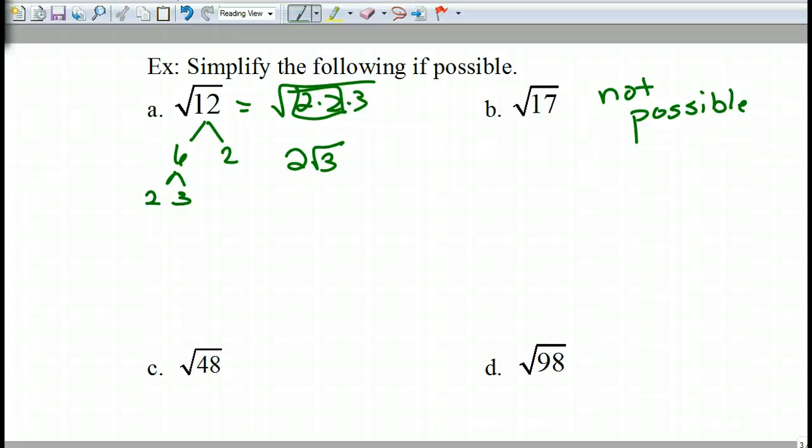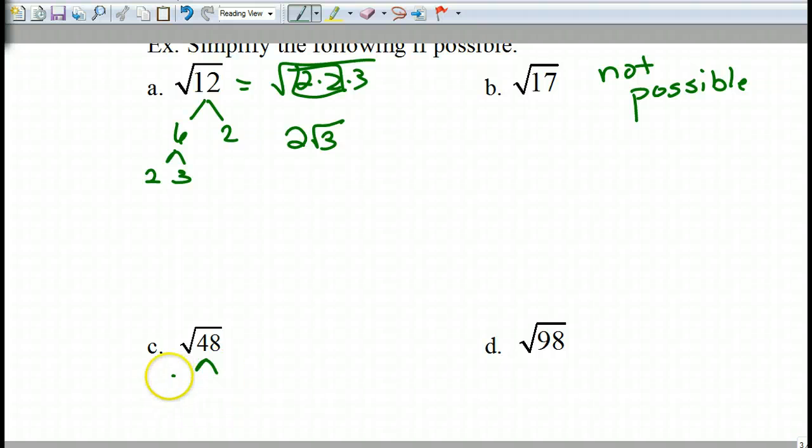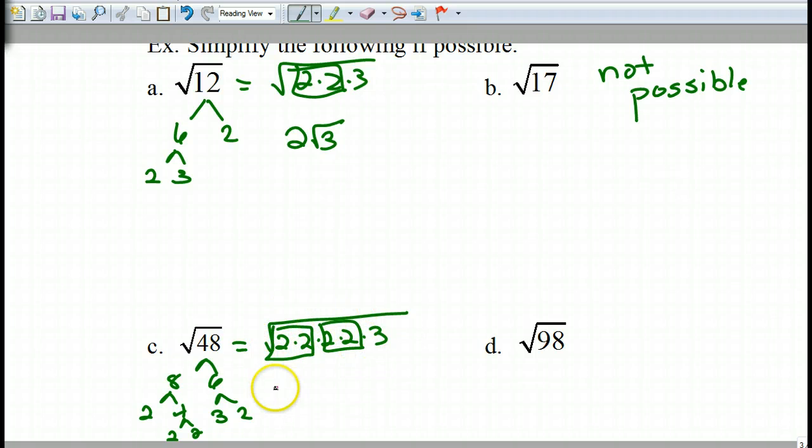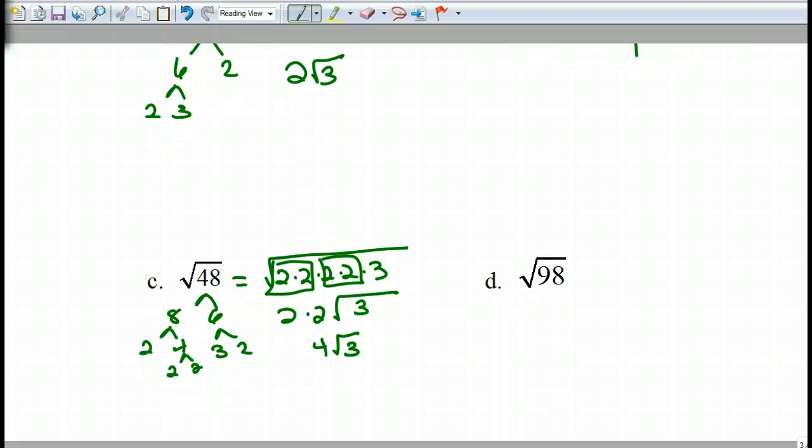Okay, so 48. 8 and 6. What else? 2 and 4. 2 and 2. How about 6? So now I can rewrite this as 2 times 2 times 2 times 2 times 3. I have 2 pairs of 2's. So that will be 2 times 2, I'm taking out, square root of 3. 4 square roots of 3. See, isn't this fun? I love it.